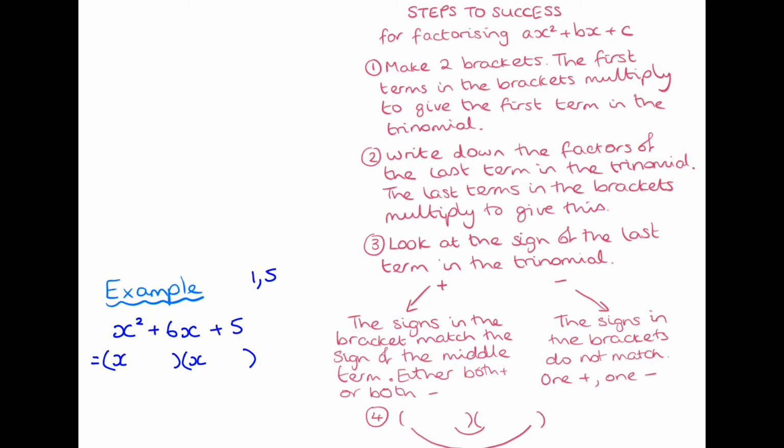So we've done number 2 now. Write down the factors of the last term in the trinomial. Oops. The last terms in the brackets multiply to give this. Right, so I've done that.